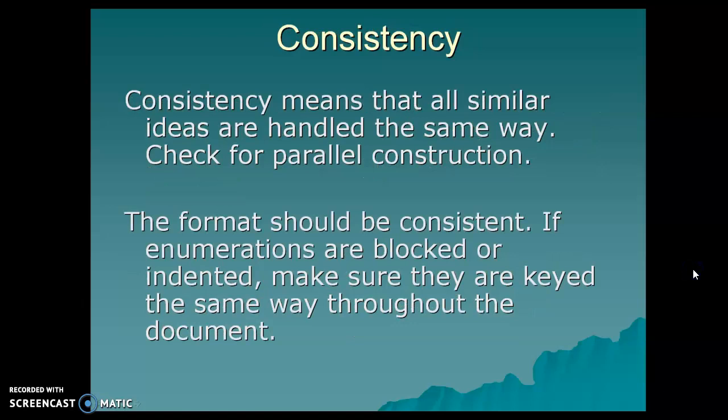Consistency. Consistency means that all similar ideas are handled the same way. Check for parallel construction. The format should be consistent. If enumerations are blocked or indented, make sure that they are keyed the same way throughout the document.